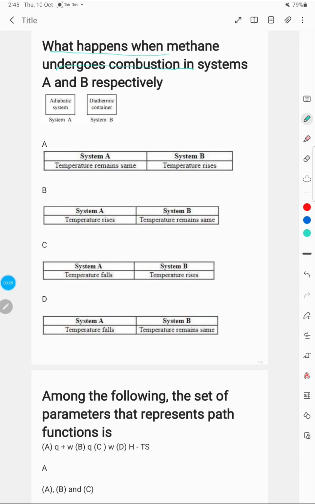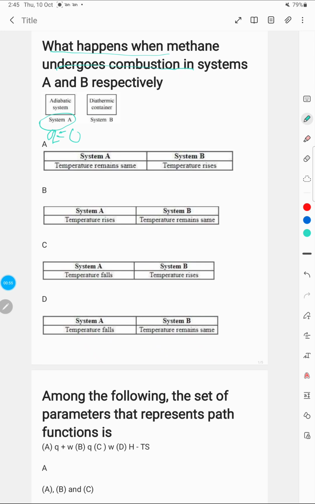First of all, you should know that when methane undergoes combustion, a certain amount of energy is released. Okay, first, if system A is adiabatic, what do you know about adiabatic? In adiabatic there is no exchange of heat. So if there is no exchange of heat, definitely the temperature of that system will increase.